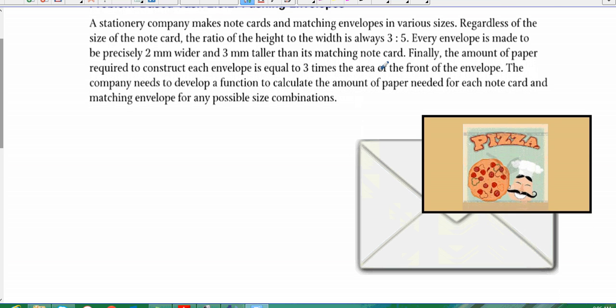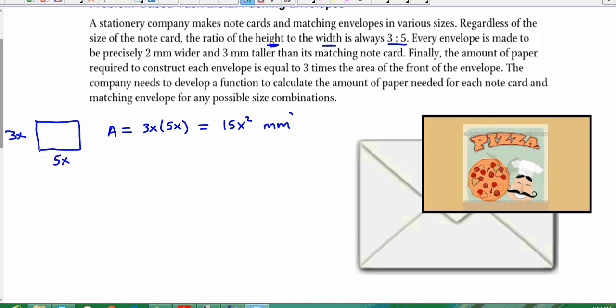One of them, the ratio of the height to the width is always 3 to 5. So if I draw my rectangle, this is comparing height to width. So the height is 3, so we're going to call that 3x. And the width is 5, so that's going to be 5x. If we find the area of this envelope, you'd have 3x times 5x, so we're finding the area of a rectangle, and that's equal to 15x squared. And this is in millimeters squared.